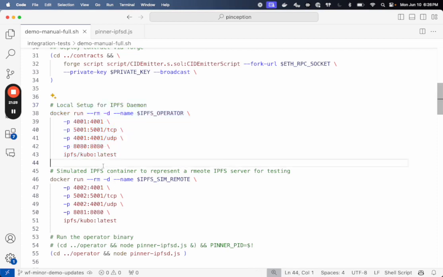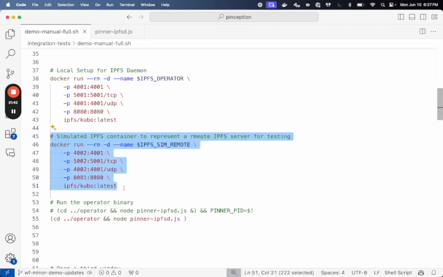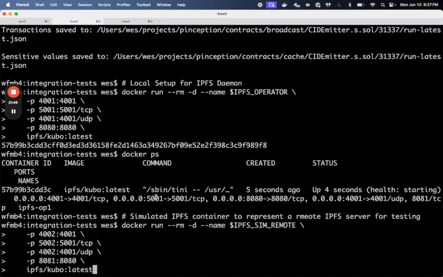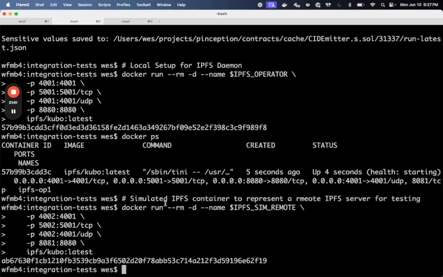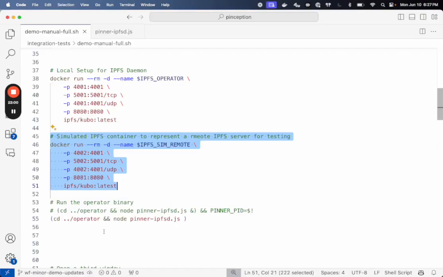Now we're also going to need a remote IPFS container, because we need to get the file uploaded to a remote container first. This is also very effective to run on a remote system. If you have an app running in the cloud somewhere, that's a great place to run it. But for demo purposes, we're just going to run this locally as well, mostly for speed and convenience. So this will be our simulated remote container, IPFS sim remote. Let's just check Docker PS. So we've got two containers running now, one for our local operator and one that's simulating our remote IPFS server.